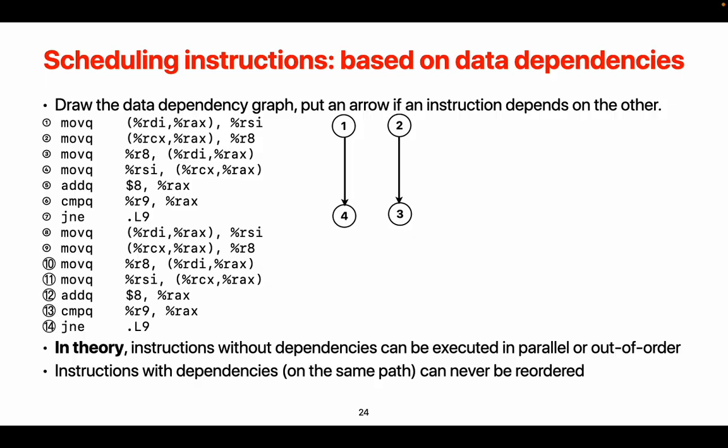Through this simple representation, you can see it doesn't matter whether 1 or 2 goes first. It matters only that 4 is after 1 and 3 is after 2, right? As long as you don't violate this policy, you can reorder. So let's keep going. For instruction 5, what is it depending on?